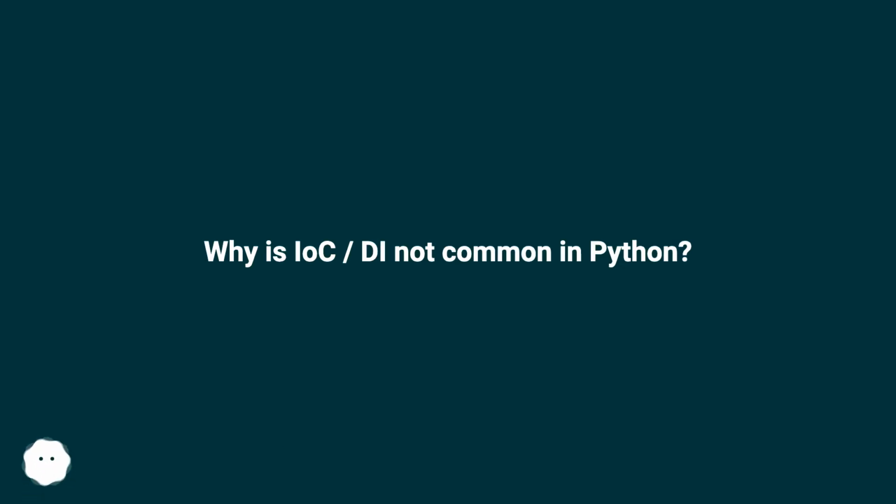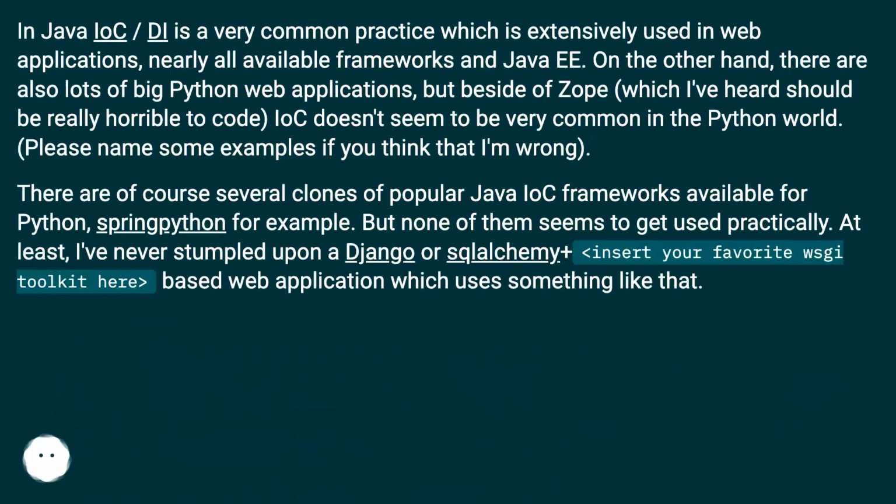Why is IoC/DI not common in Python? In Java, IoC/DI is a very common practice which is extensively used in web applications, nearly all available frameworks in Java EE. On the other hand, there are also lots of big Python web applications, but besides Zope, which I've heard should be really horrible to code, IoC doesn't seem to be very common in the Python world. Please name some examples if you think that I'm wrong.